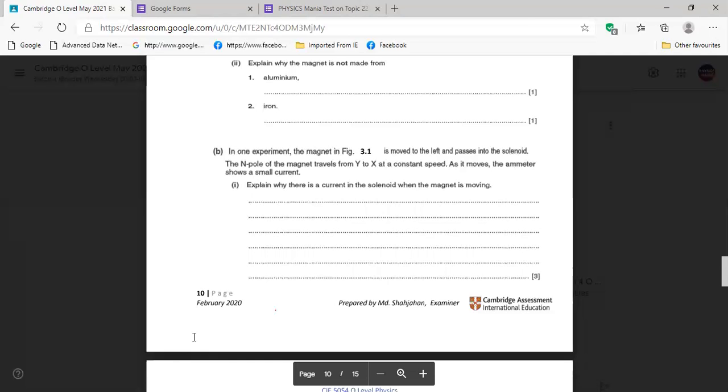Okay, sir, I know the answer, but I just have one problem: do we need to mention electrons, that they get attracted through the magnetic field lines so they move towards it? Or do we need to explain it in terms of EMF? Not electrons, just look, EMF. They are asking you very simply why there is a current in the solenoid when the magnet is moving.